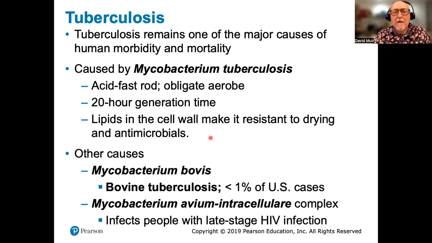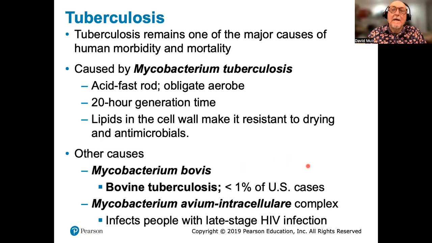We have some other related diseases. We can also pick up mycobacterium from cattle, and this is called bovine tuberculosis. And it's about 1% of US cases. That's quite a high proportion. There's another one called Mycobacterium avium intracellulare, or MAI. MAI is a related mycobacterium, but it only occurs usually in birds.